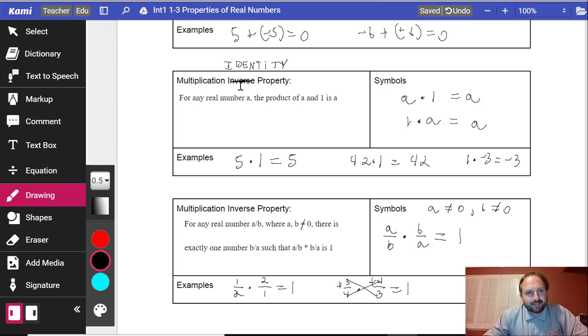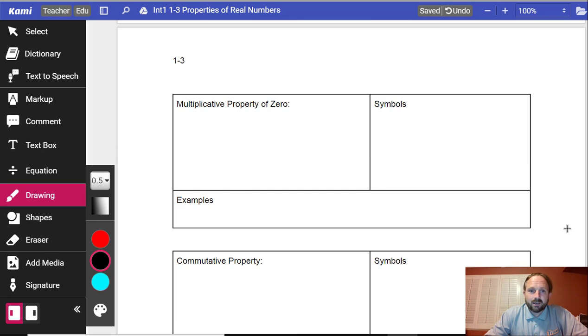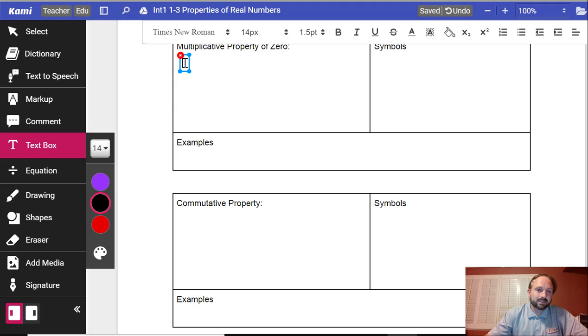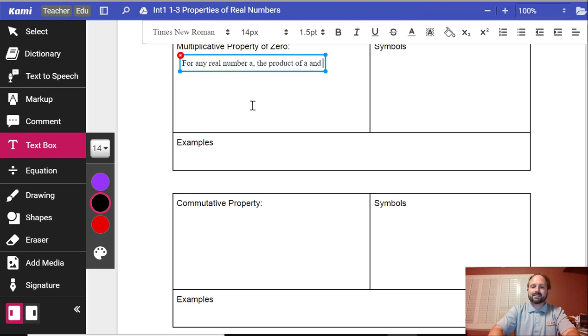All right, last few. I know this one's a long video, so let's go on. The multiplication property of 0. This one is like, do we need this? But it's all right. For any real number a, the product of a and 0 is 0.